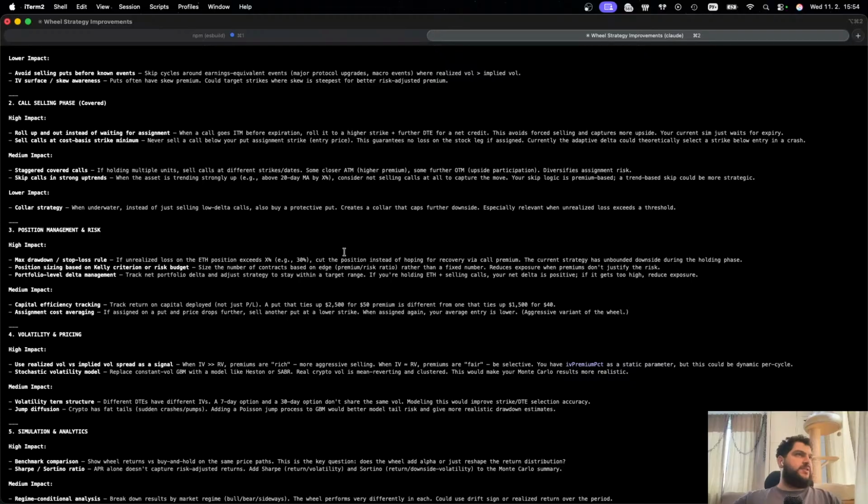Okay, so medium impact is staggered covered calls. If holding multiple units, sell calls at different strikes and dates, some closer, some further, which diversifies assignment risk. Makes sense. Right now, I don't even know if assignment is a risk anymore. I forgot about the rolling, and I think probably this is a good idea, to just roll them. I'm not sure if it's always possible, but it should be at some point. You can even get a lower strike price, but you can delay this, I think. I don't know. We'll discuss this. Let's just continue.